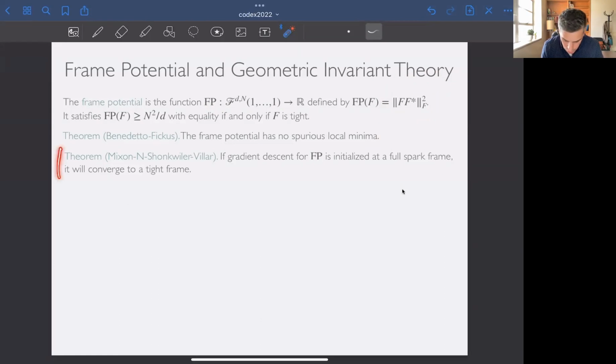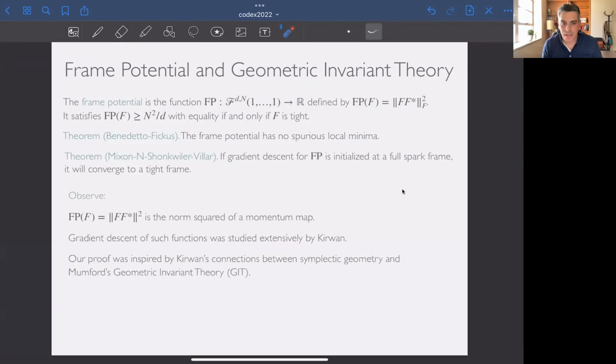And then together with Dustin and Clay and Soledad, we show that if I initialize gradient descent at a full spark frame, I'll converge to a tight frame. This is using ideas from geometric invariant theory. A thing you might observe, and this is more of a high level perspective, is that we're all experts on symplectic geometry now, and we know that the map which takes F to its frame operator is a momentum map for a U(D) action.